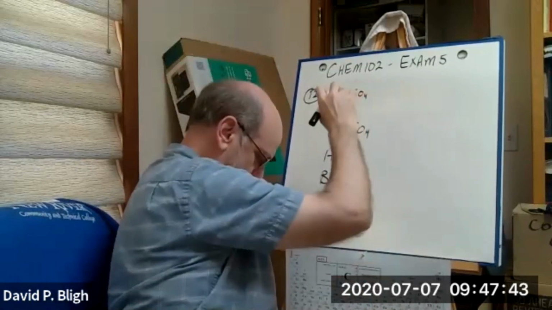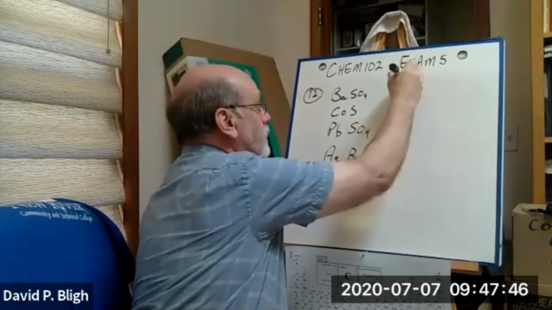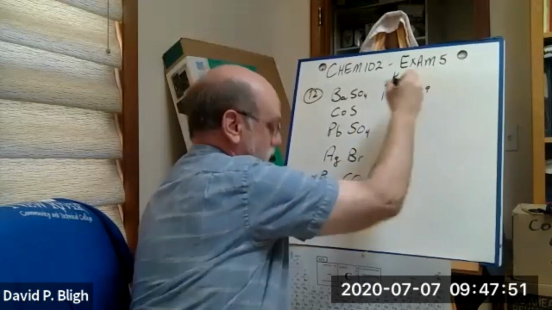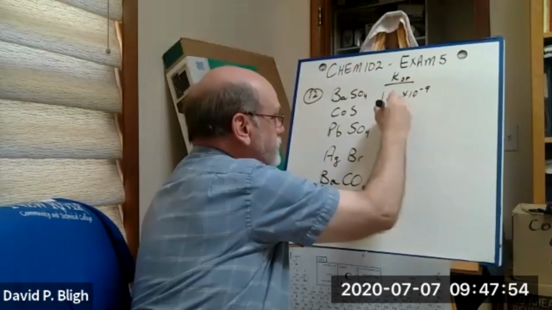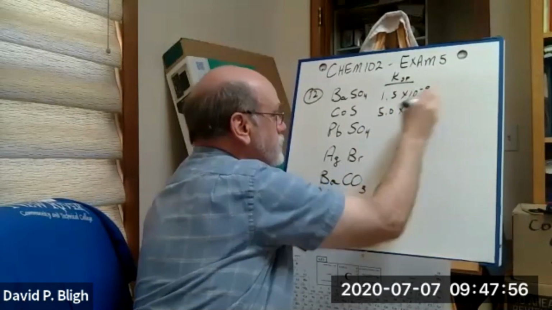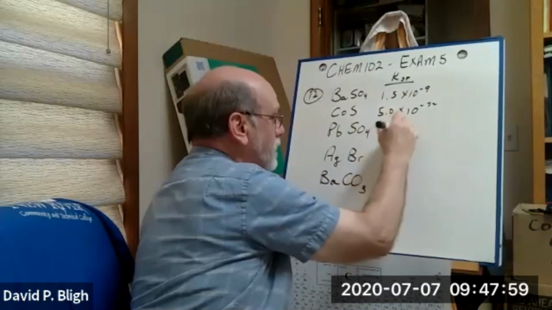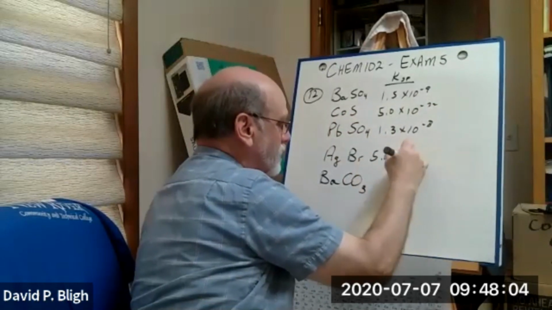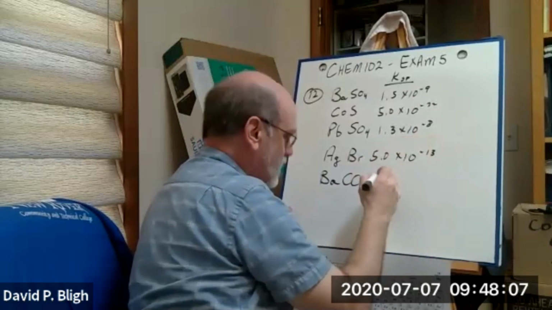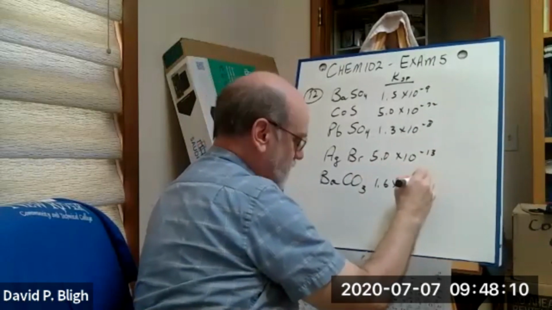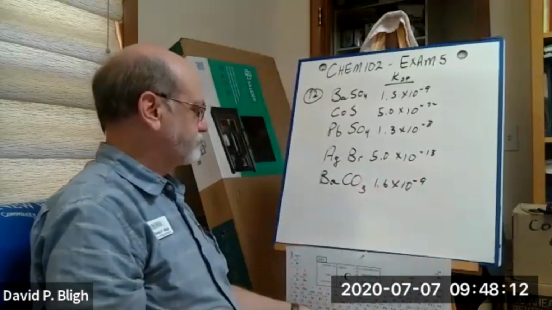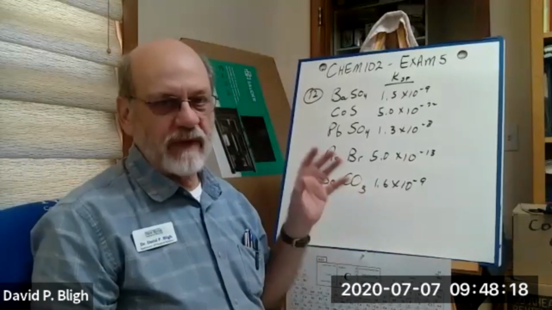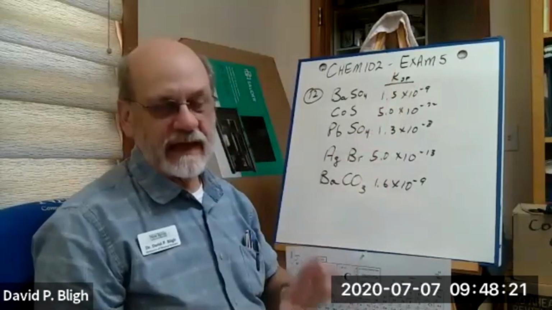And we have KSP values for each one. This one is 1.5 times 10 to the minus 9, 5 times 10 to the minus 22, times 10 to the minus 8, 10 to the minus 13, 6 times 10 to the minus 9. Okay. Now, under what circumstances can we make direct comparisons with the KSP?